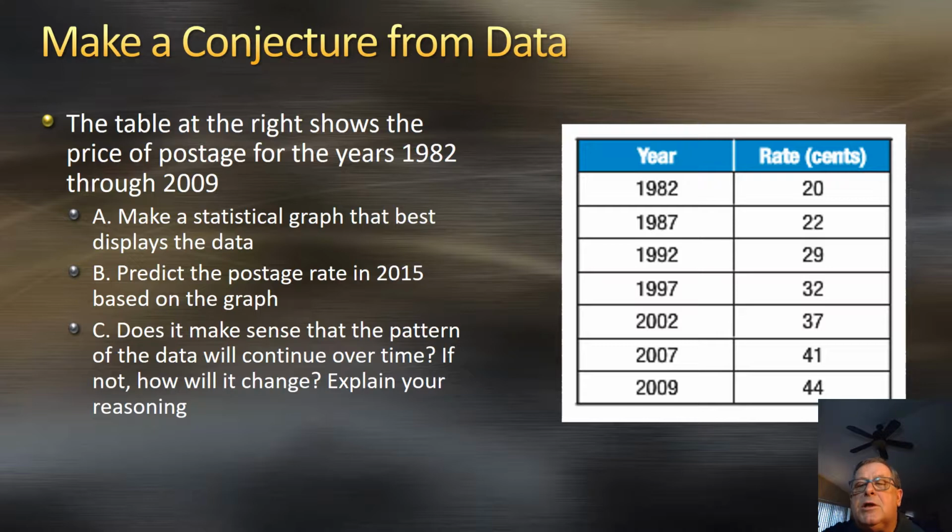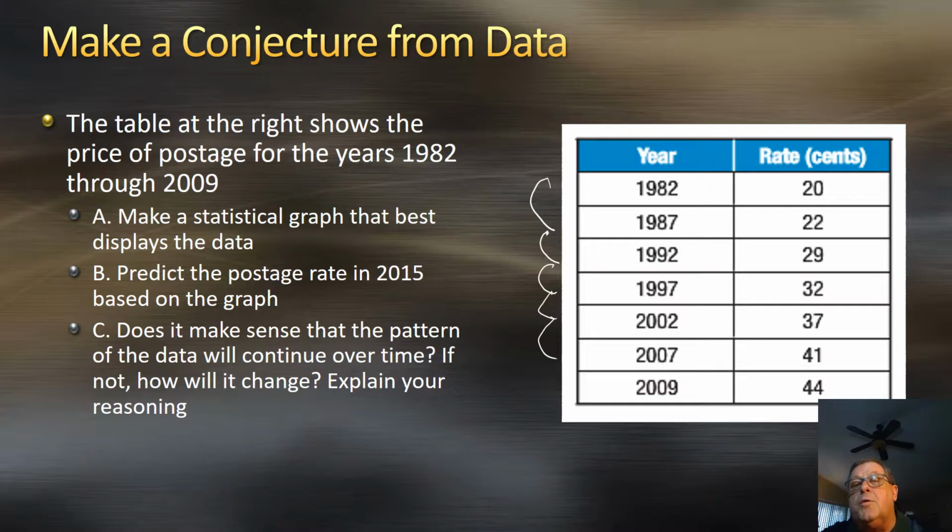So let's just look at our data here. We've got years in the left-hand column, 1982 out to 2009. And this is giving us historical data of what postage rates have done. So in 1982, a first class stamp cost 20 cents. And if I look here, I'm getting information basically in 5-year increments: 82 to 87, 87 to 92, 92 to 97, 97 to 2002, 2002 to 2007. And then this last one is in a 2-year increment between 2007 and 2009.